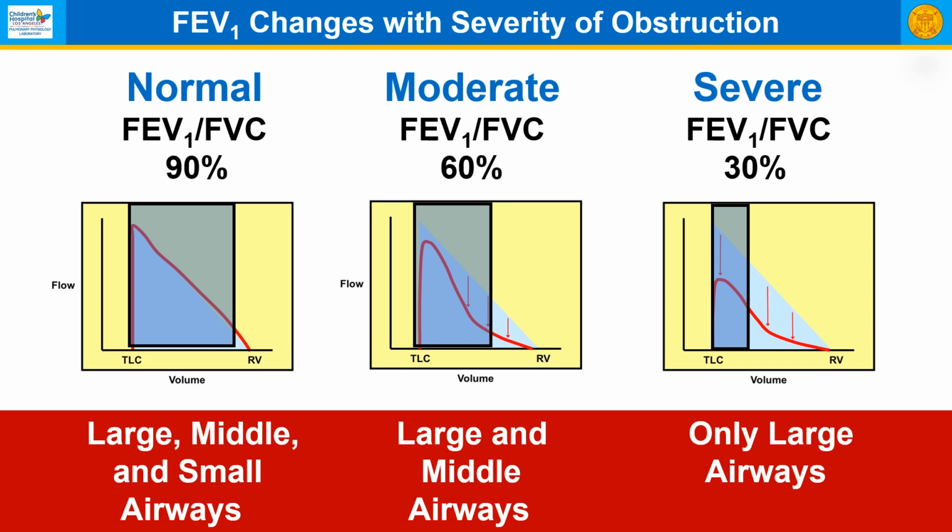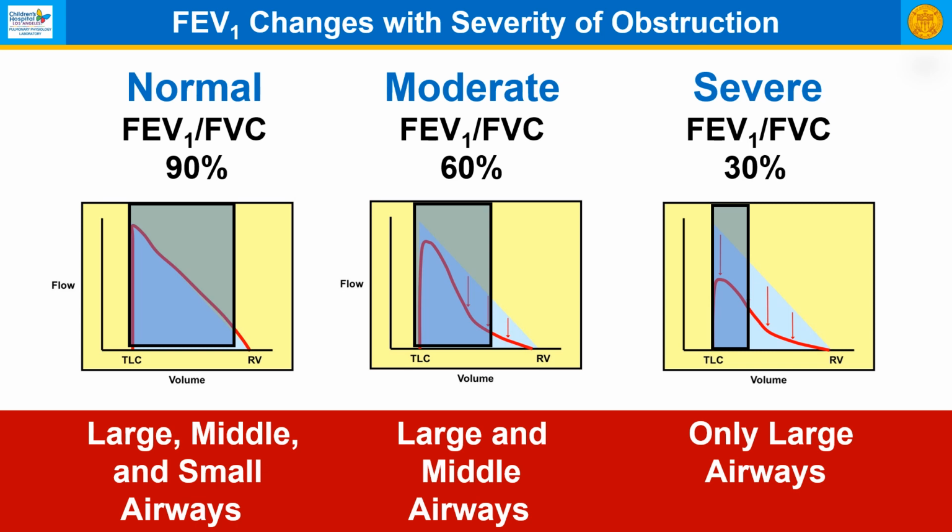Now let's assume that we have moderate airway obstruction. The FEV1 over FVC is 60% of predicted. So now 60% of this flow volume curve is reflected here, and you can see that it's reflecting primarily large and middle-sized airways. And if we have severe obstruction, as shown here, with an FEV1 over FVC ratio of 30%, only 30% of this curve is incorporated, so this is only large airway obstruction.